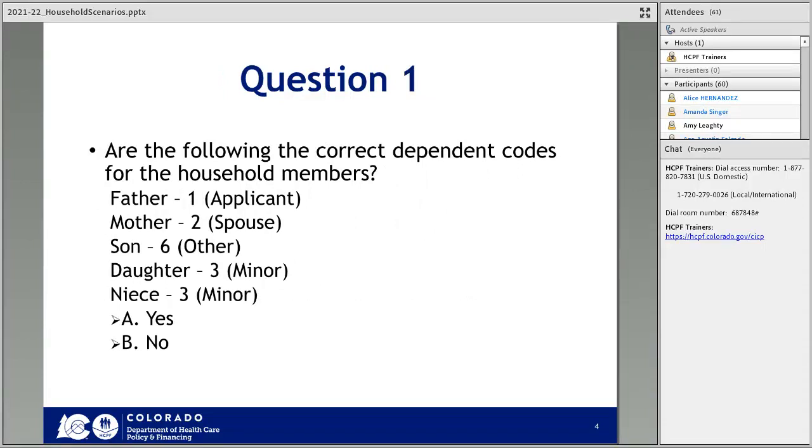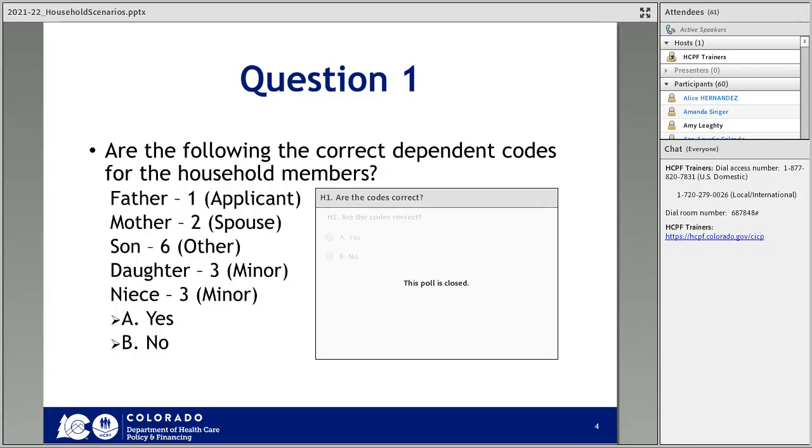So our very first question here, are the following the correct dependent codes for the household members? The father is the applicant, mother, spouse, son as other, daughter as minor, and the niece as minor.